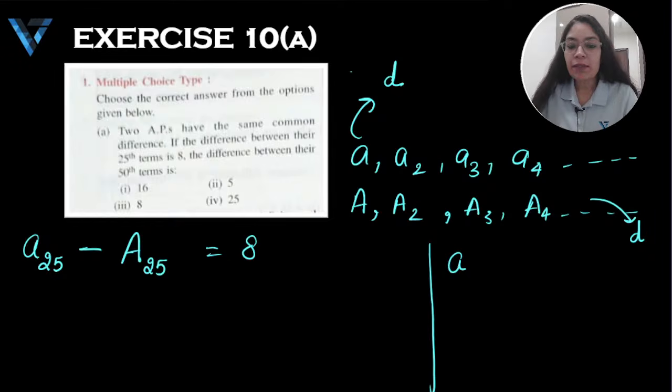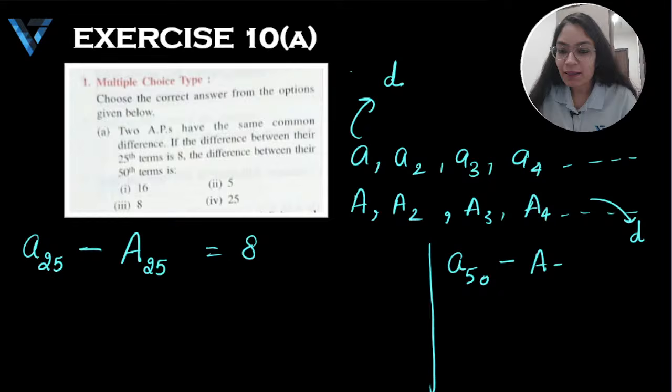Okay, so the difference between their 50th terms we have to find. So basically A50 minus capital A50. This is what we have to find.